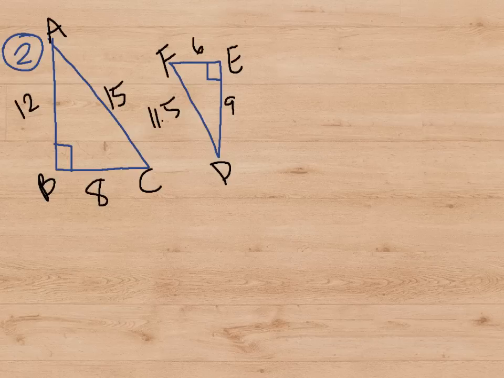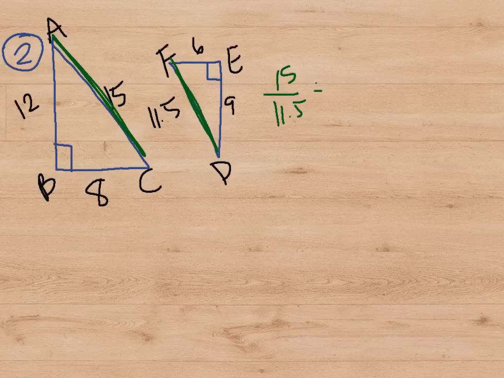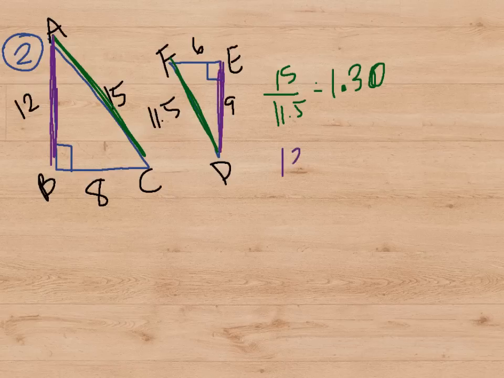Let's start with the hypotenuse. So AC is going to match up with FD. That'll be 15 over 11.5. If we divide this out, this is going to give us 1.30. I'm going to go two places just to be more accurate with this one. Alright, let's do the other leg that's going vertical here. If I do AB and ED, that'll be 12 over 9, which will give me 1.33 repeating.